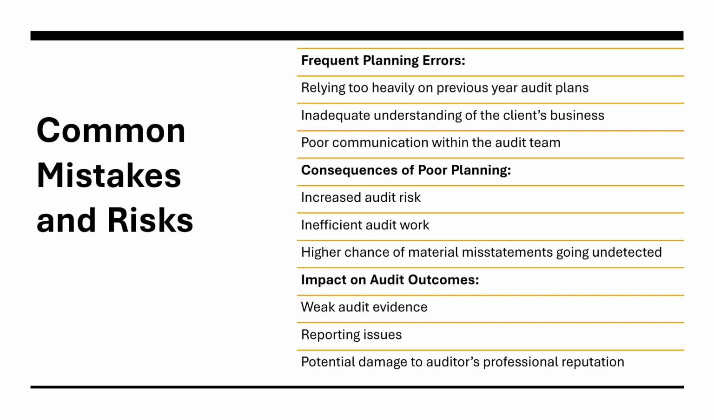There are several common planning mistakes auditors make. These include over-reliance on prior year audit plans, poor understanding of the client's business, and weak communication within the audit team. Poor planning can lead to increased audit risk, inefficient work, weak audit evidence, and even reporting failures. In serious cases, it can damage the auditor's professional reputation.